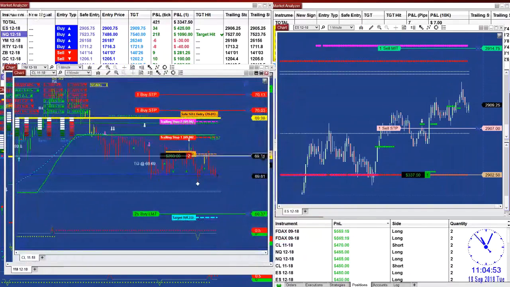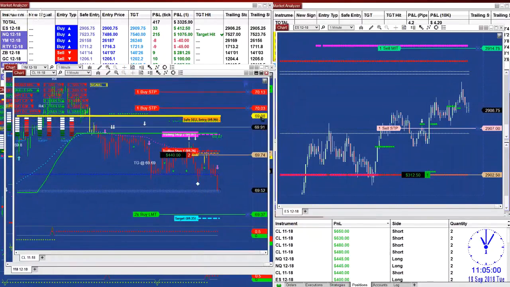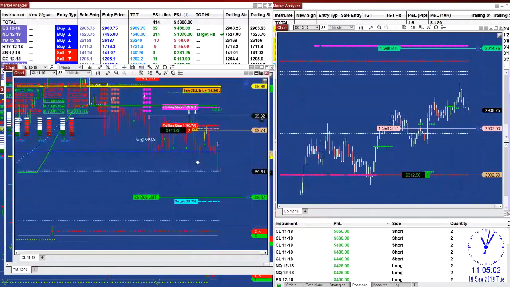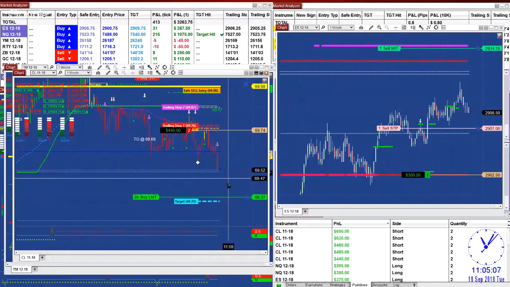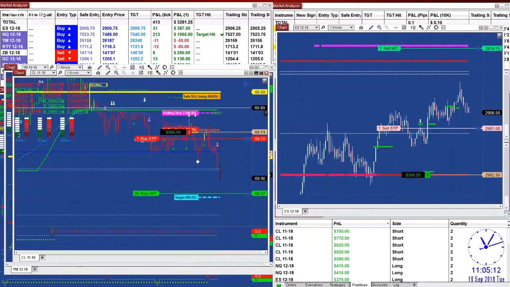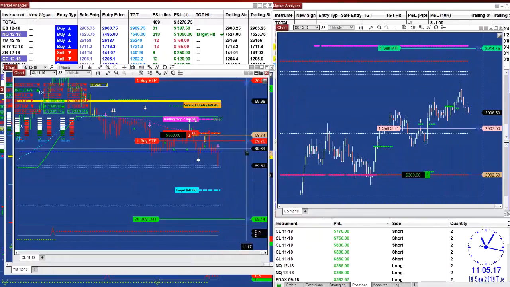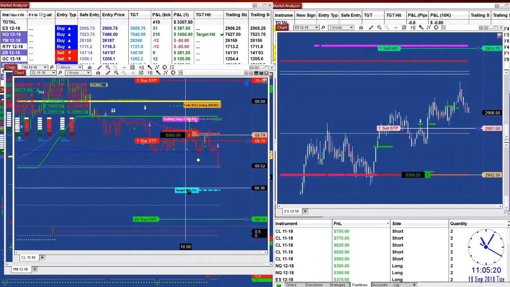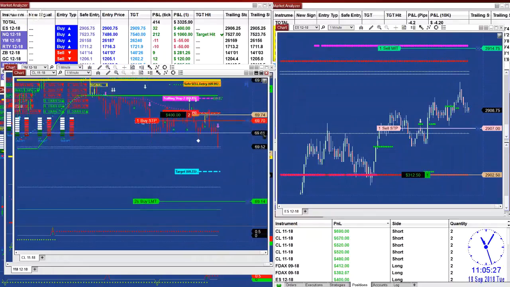Here is the CL. We have a double support area at 69.52. Be careful with that one. You see where it stopped? Okay, broke it. If you are on a fully automated trade, it's going to exit right there and get it over with. But we are human, we like to get a little bit more on our plate.